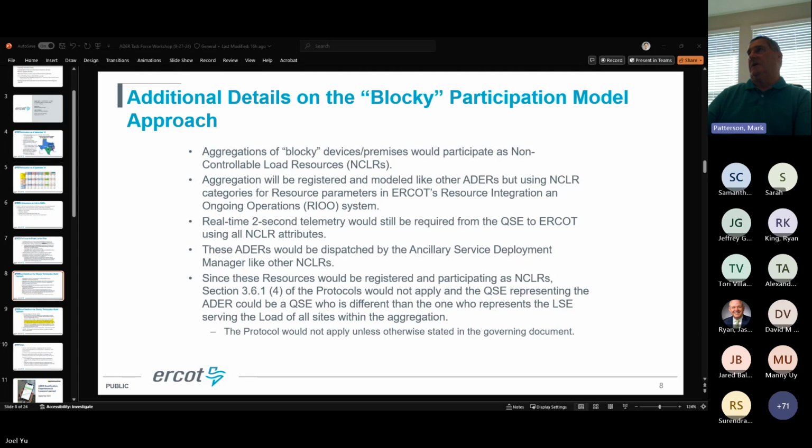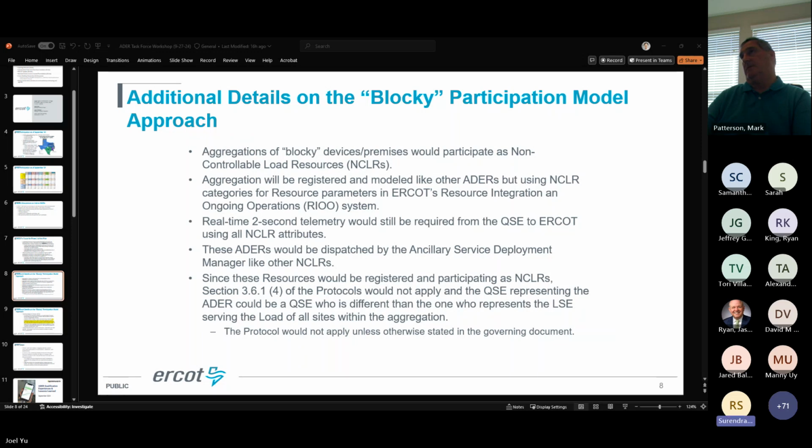Well, Rosemary, it's the same exact concept we have with any non-controllable load resource today. The QSE that represents a non-controllable load resource today in many cases is not the same QSE that represents the REP, the retail electric provider serving energy to those loads. So it's no different than what we do in all cases today with the non-controllable load resources.